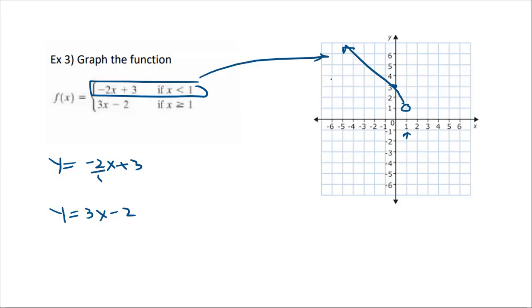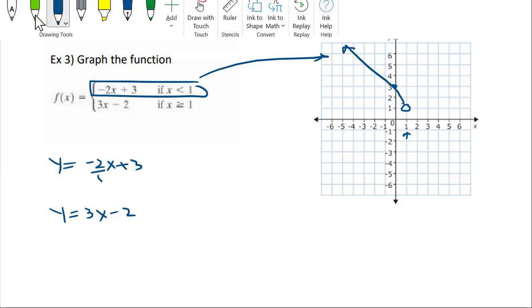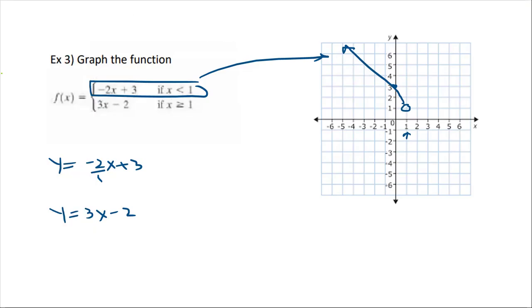Now, let's look at the second part. The second part says we want 3x minus 2 when x is greater than or equal to 1. So again, 1 is our critical point here. We're going to go down 2, 1, 2, put a dot there. Then it says 3 over 1, so we're going to go up 3, 1, 2, 3, and then over 1. So hey, we landed there again, right? But in this case, it says greater than or equal to 1, so we need to fill in this dot.